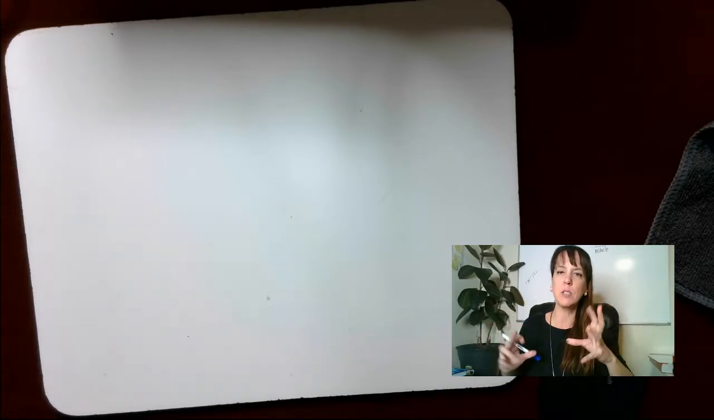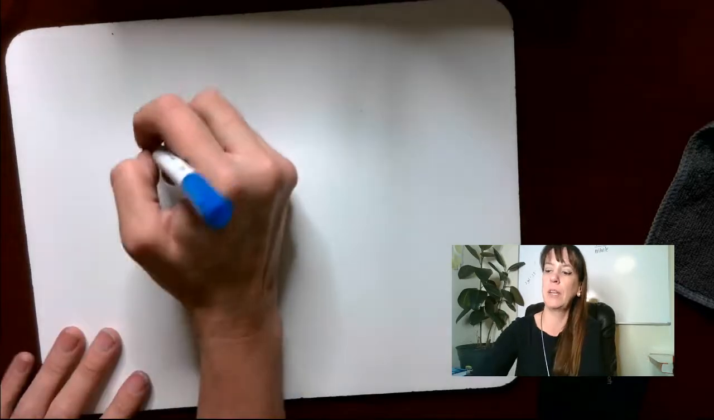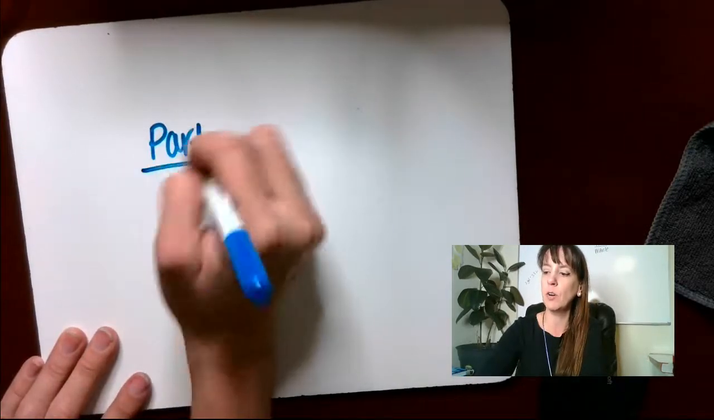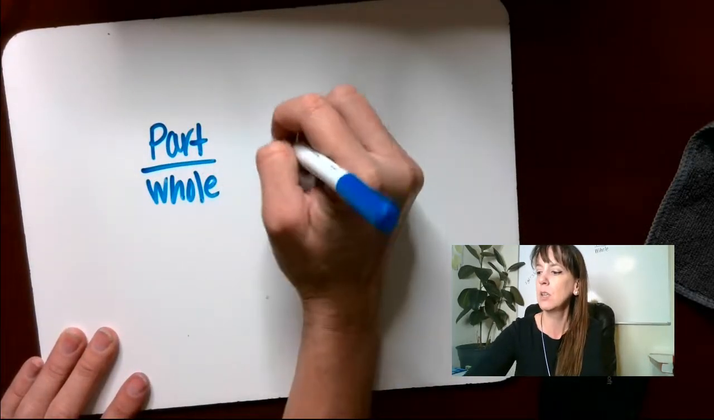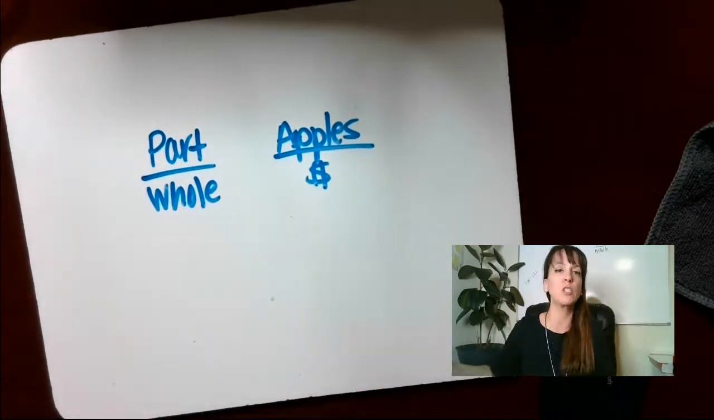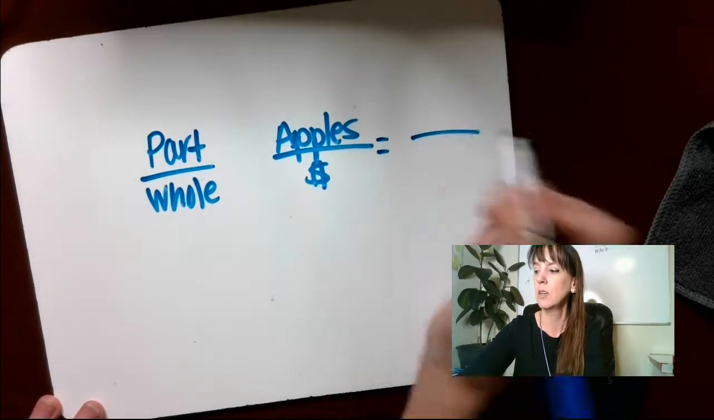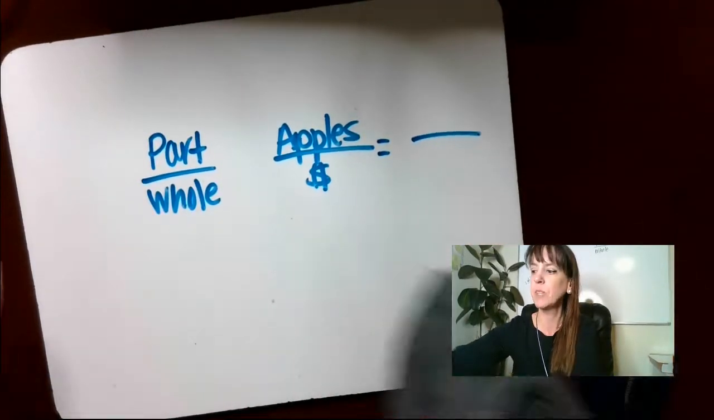Remember, a ratio is just a fraction. It's comparing two things. So typically written out like this, part over whole, or comparing apples to dollars maybe. It's just comparing two different things. A proportion is comparing two ratios. So comparing these two things, okay? So two fractions.